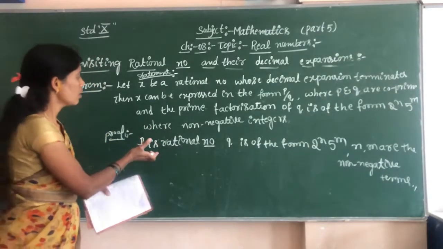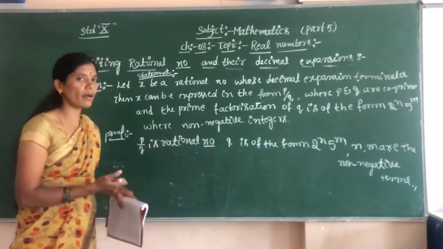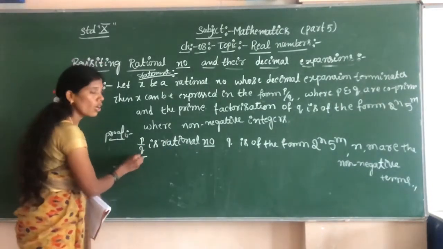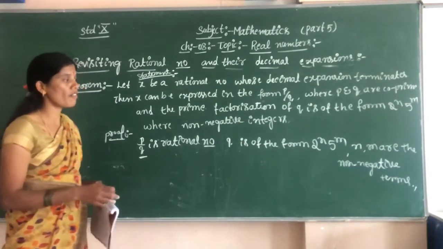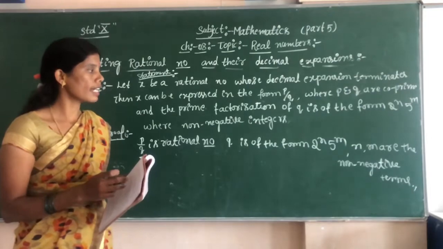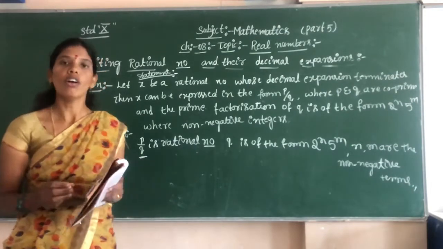Do you understand? So p by q is the rational number, and q, the denominator, is in the form of 2 to the power of n and 5 to the power of m, where n and m are non-negative integers.